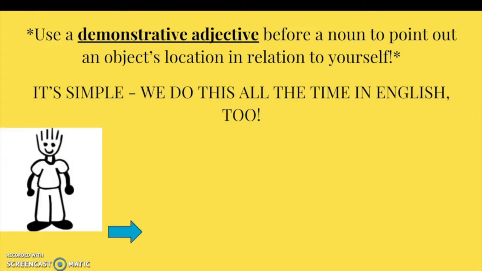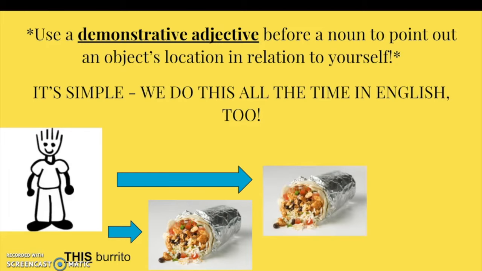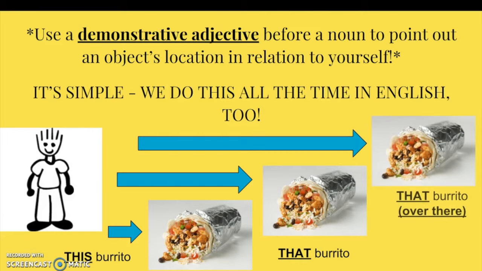Let's say we have a little person here and they just went to Chipotle. So if they wanted to say this burrito, that's a demonstrative adjective. If they want to say that burrito, also demonstrative adjectives. And then lastly, if they want to say that burrito over there, like across the room, that's also demonstrative adjectives.